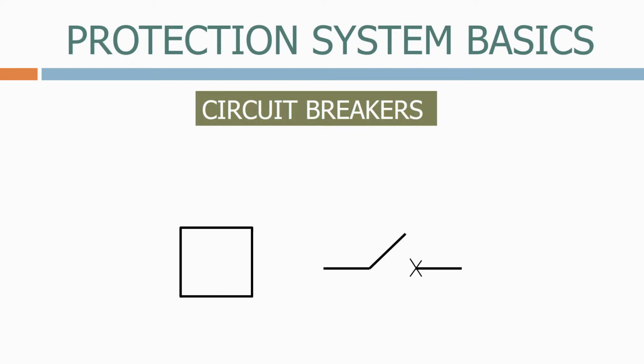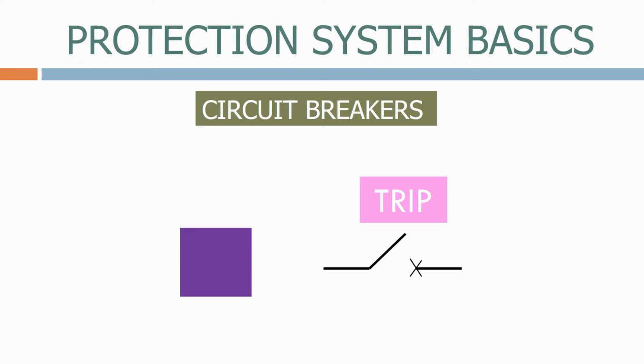Circuit breakers are used widely throughout the system to switch the electricity on and off. These are the two common symbols for circuit breakers that you will find. We will use three conditions for the circuit breaker. The first one is when the breaker is switched off, the second when the breaker is closed, and the third when something goes wrong and the circuit breaker is tripped by the protection system.